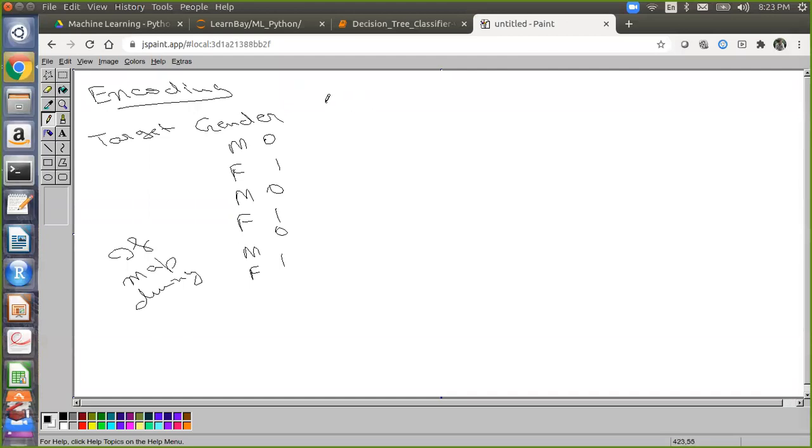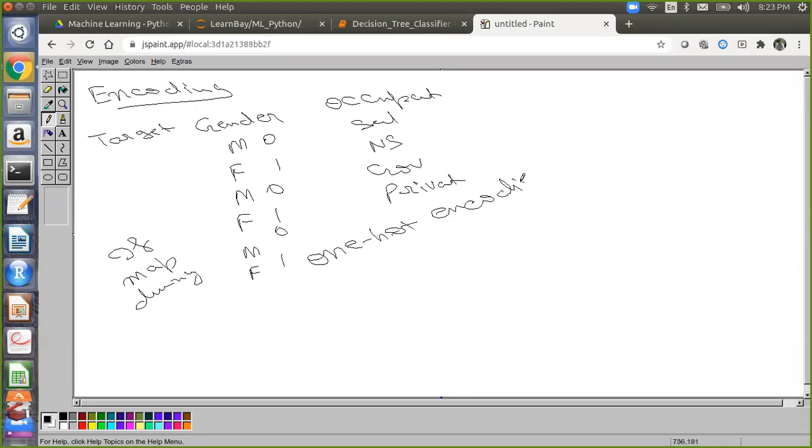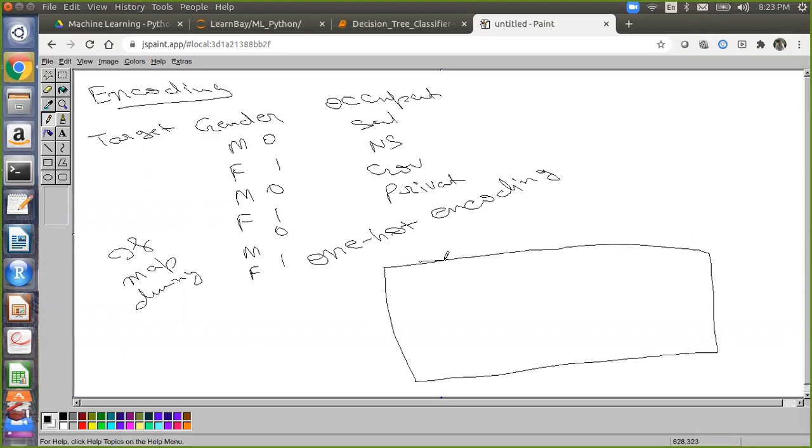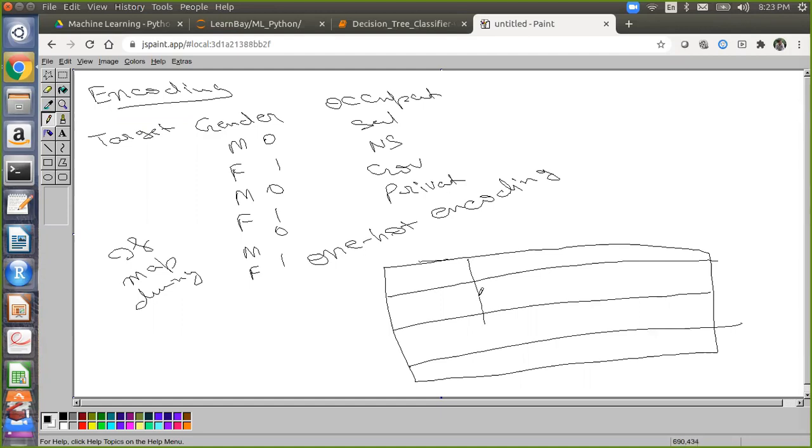Now suppose I have something called occupation: salaried, non-salaried, government employee, private employee. Now there is one more encoding method available, which is called one hot encoding. This is an important methodology. Lot of algorithms use this. It is also an interview question. They will ask you what is one hot encoding or how many methods of encoding you know. So this method you have to always explain.